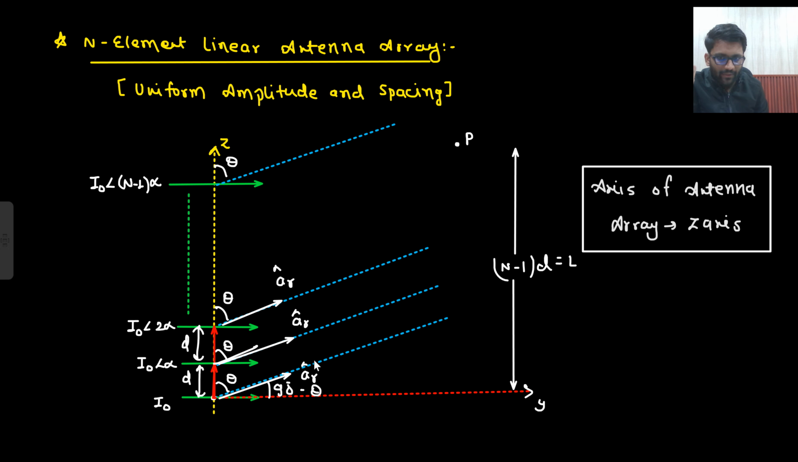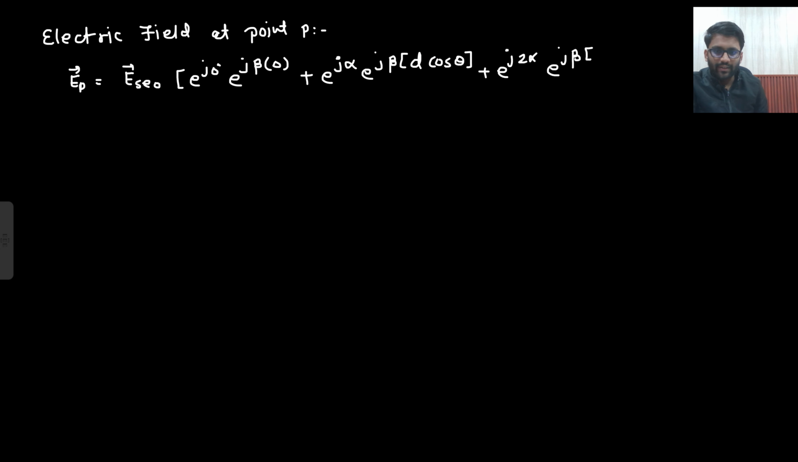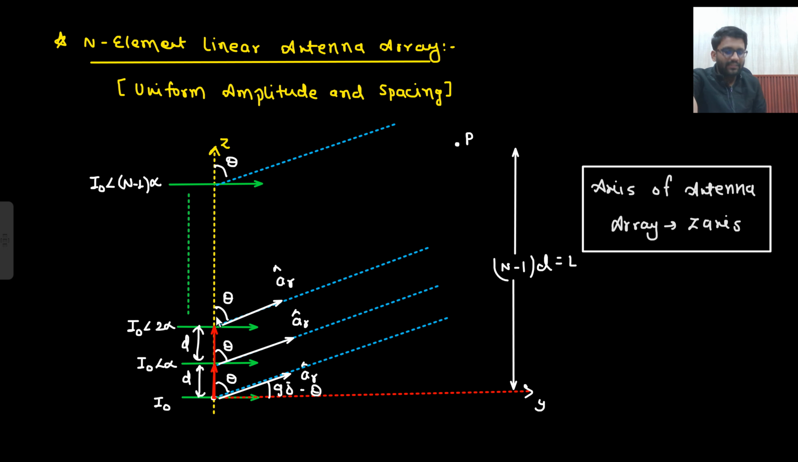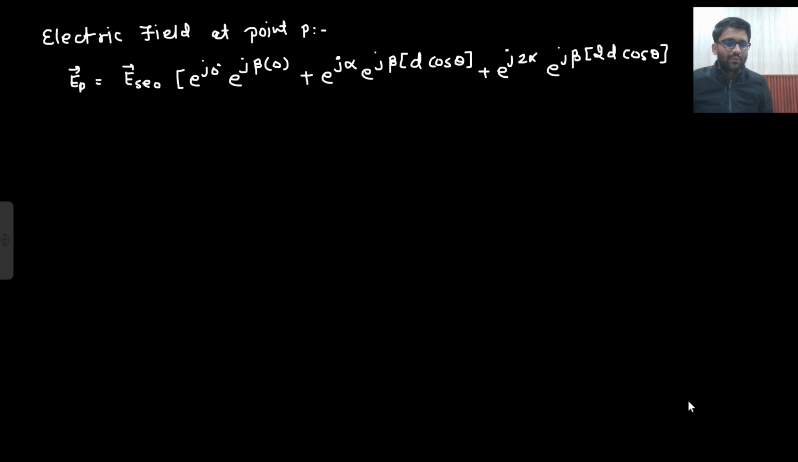If you find the angle between this vector and this vector, both vectors are in the same direction. So what is the angle? Theta degree only. Very simple. So the angle is always theta degree. So beta 2d cos theta. Why 2d? Because from the origin the distance is 2d. Then the distance will be 3d, then 4d, 5d, 6d, and the angle will always be theta. Say yes or no? So this is how it will go.